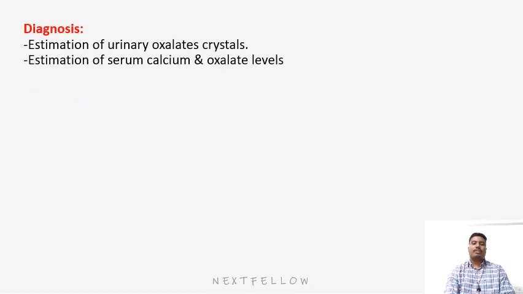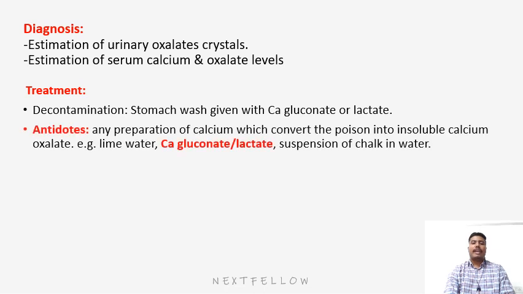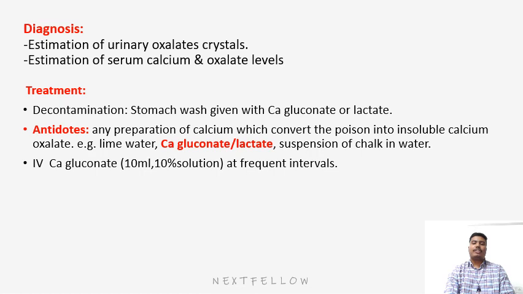Now, how to diagnose oxalic acid poisoning? Estimation of urinary oxalate crystals should be done, and estimation of serum calcium and oxalate levels. Treatment: decontamination should be done. Stomach wash is given with calcium gluconate or lactate. Antidote: calcium gluconate or lactate is the antidote, because any preparation of calcium converts the poison into insoluble calcium oxalate. A suspension of chalk in water can be used. IV calcium gluconate, that is 10 ml of 10% solution, is given at frequent intervals. Parathyroid extract 100 units intramuscularly is given in severe cases. Demulcent drink should be given.